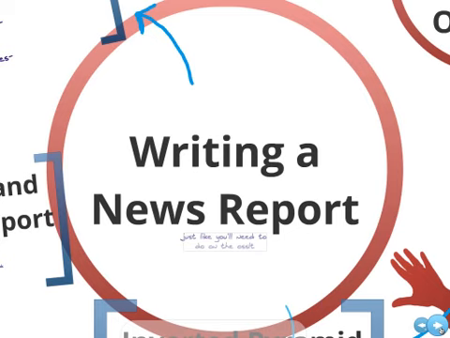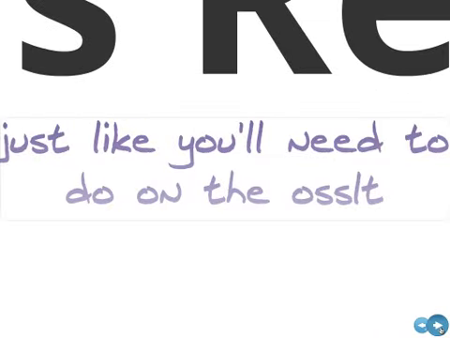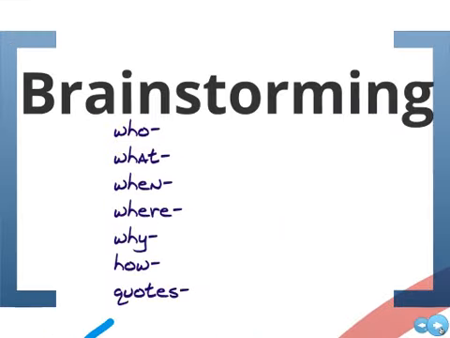The best way to start a news report is to simply choose your event and then quickly brainstorm the 5 W's and the H. Okay, let's get to that. So the first thing I do when I'm writing a news report is I quickly write down who, what, when, where, why, how, and quotes. And then I fill those things in.